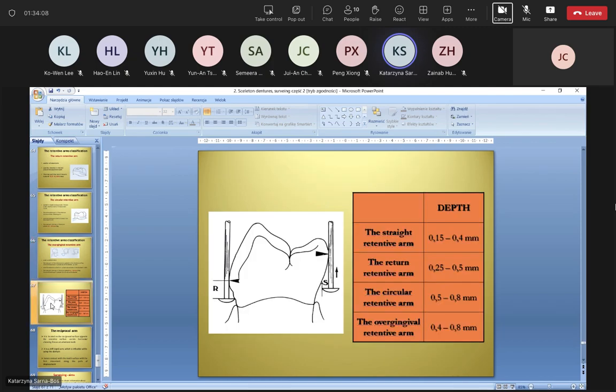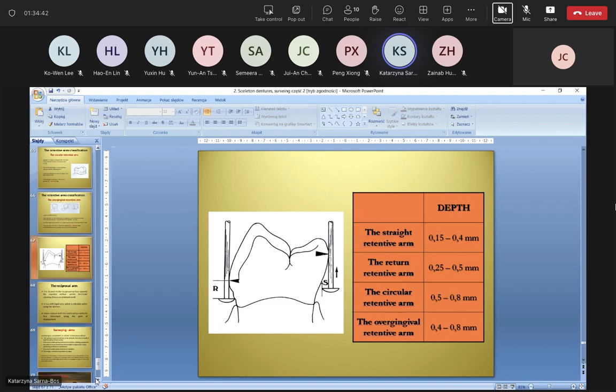So to sum up, we've got the four kinds of retentive arms: the straight retentive arm, return retentive arm, circular retentive arm, and overgingival retentive arm. On this picture, you can see how we can measure the depth of an undercut and measure the depth of placing the tip of the retentive arm of the clasp.